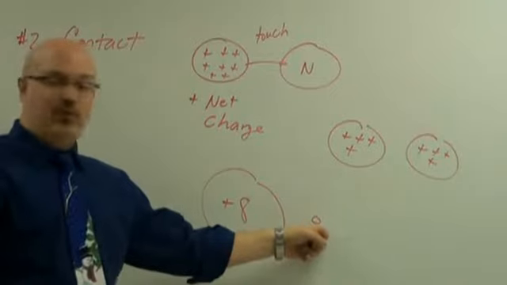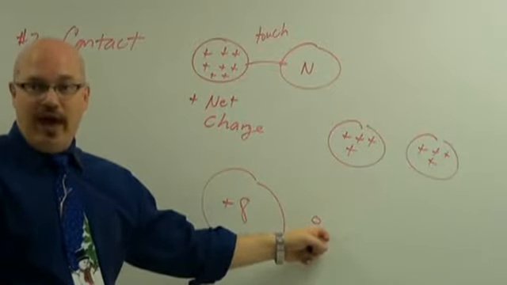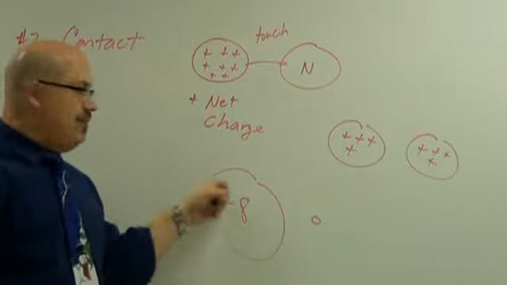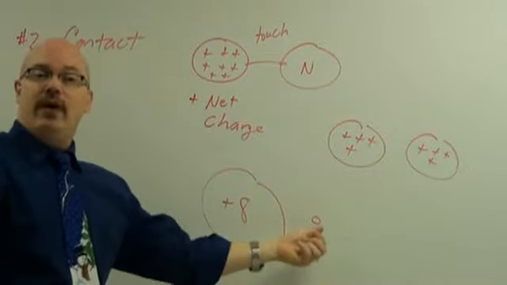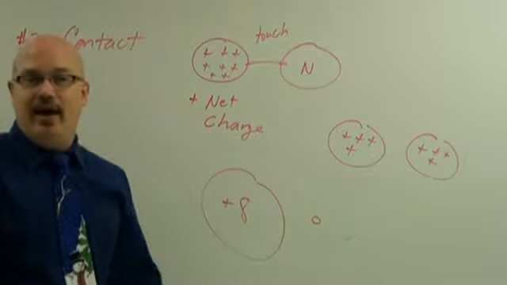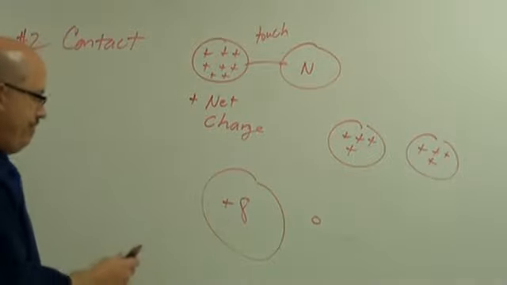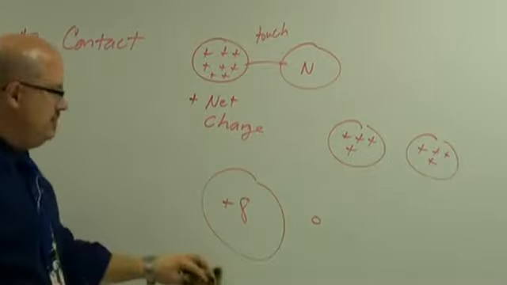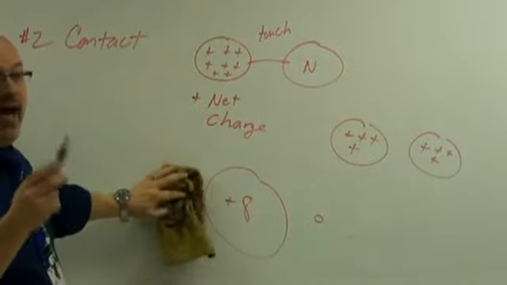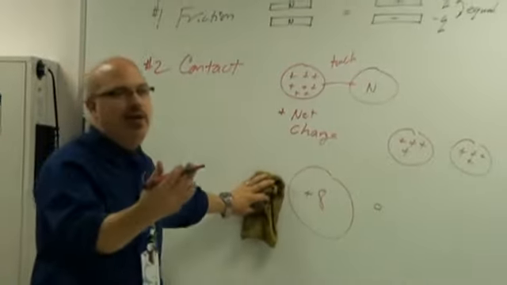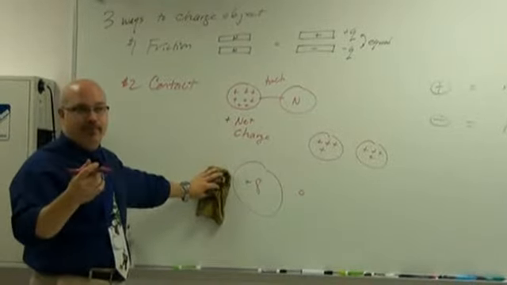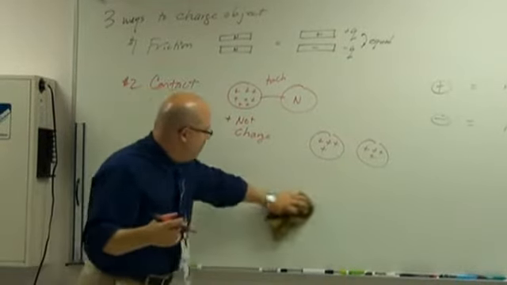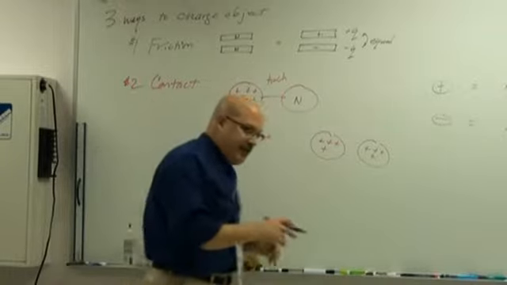Turns out that this one will be positive, but it won't have 4. Because it's much easier for these to spread out here than it is over here. So there'll be a proportionality depending on the size of the object. But you can't have half of one over there, can you? And that's just it. You can't have half. Now, you can have a half of a coulomb, because a coulomb is an arbitrary measure, but you can't have half an electron.